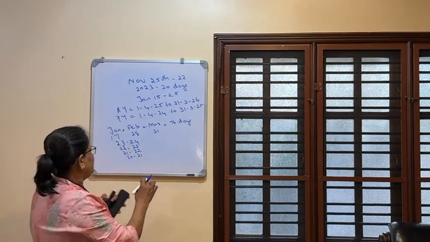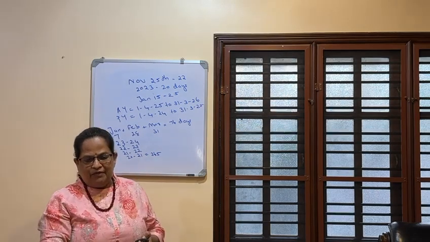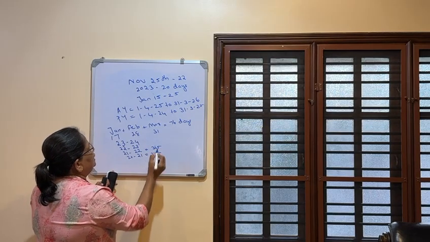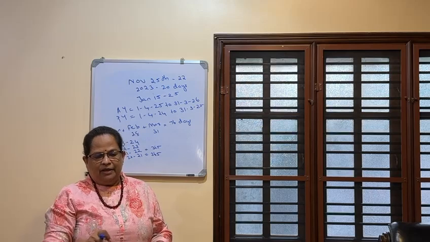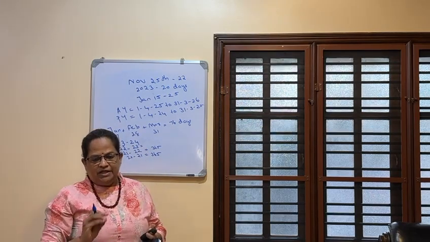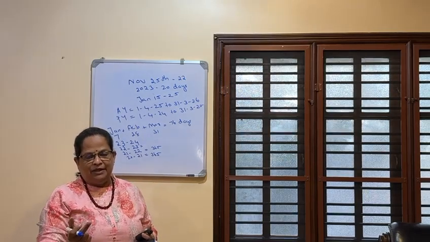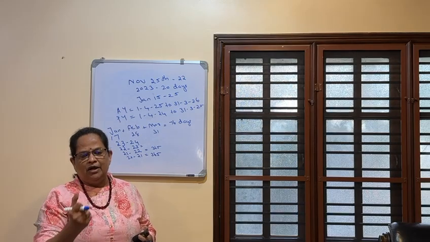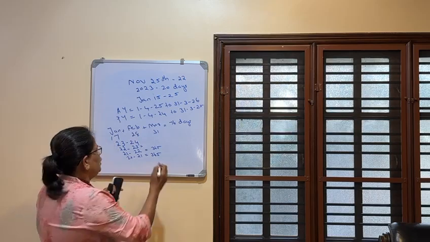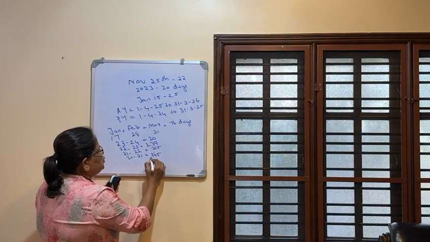Now the number of days stayed in 2021, 365 days. The number of days stayed in 21-22 is also 365. Then the number of days stayed in 22-23 we have to calculate. He left India on November 25th. So how many days? April 30, May 31, June 30, July 31, August 31, September 30, October 31, November 25. You will get 239 days, and the 20 days they have given is for the next year.